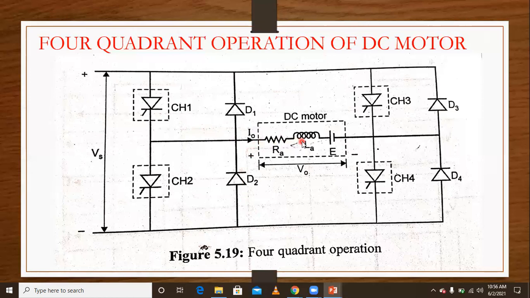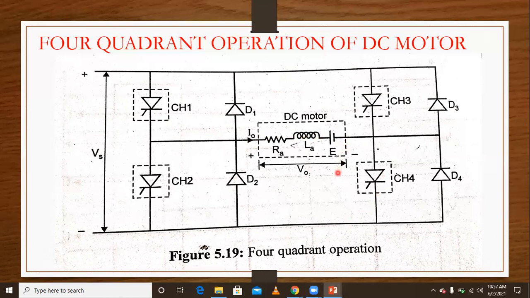This is called first quadrant operation. Here both the output voltage and the current are positive, but the armature current is decreasing. When chopper CH1 and chopper CH4 are turned on, the current to the motor increases. When chopper CH1 is turned off, the armature current, this load current, freewheels like this and decreases. Am I right? So it is called first quadrant operation, which gives forward motoring.